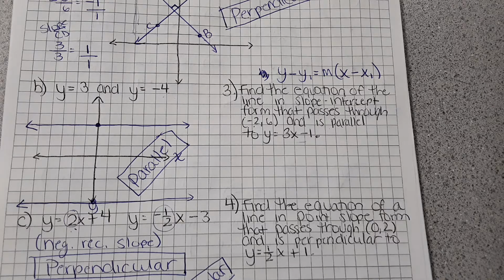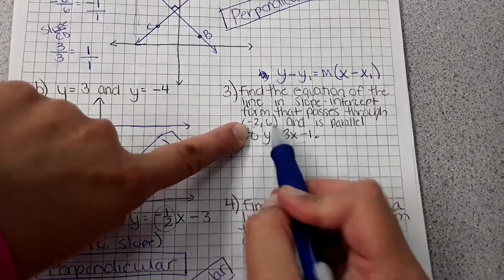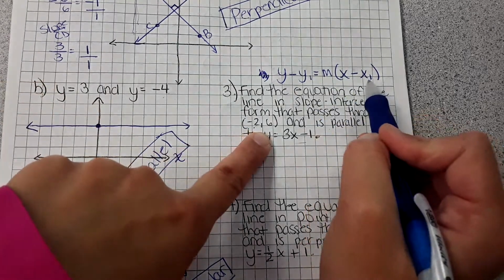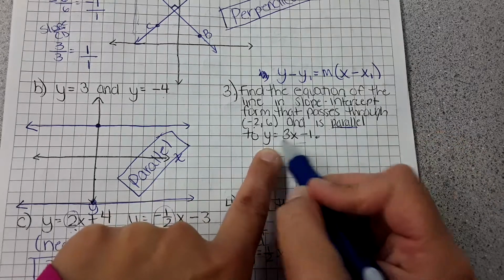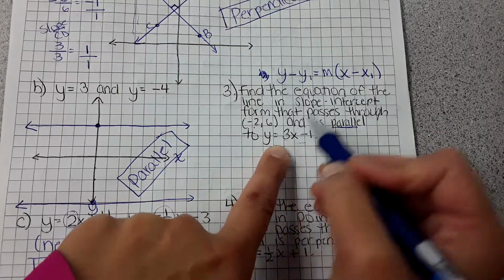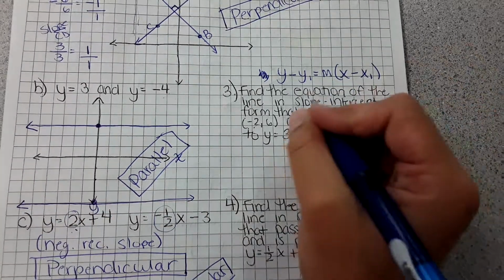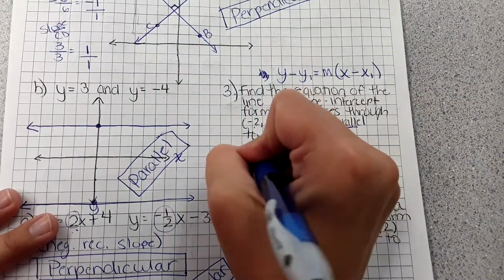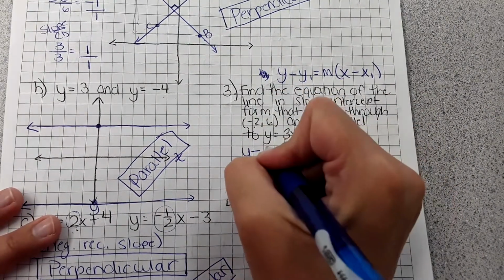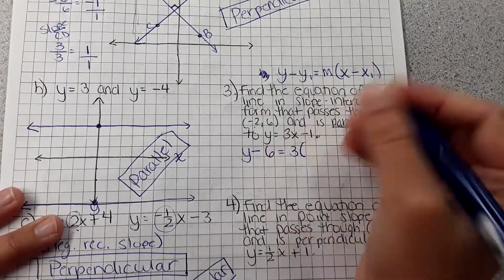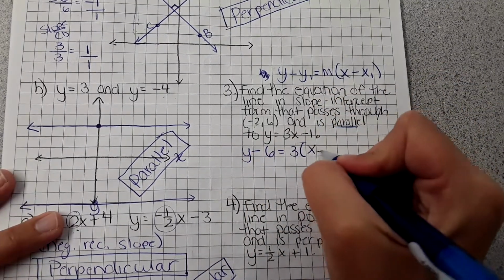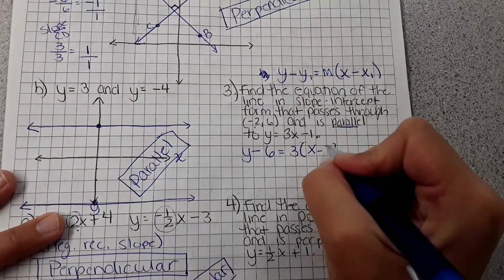How do you use this formula? Well, these points x and y, we're going to plug into x1 and y1. And then if it's parallel to this equation, then the slope has to be 3, and we're going to plug that in for m. So that's how I'm going to do this. Y minus the y coordinate is 6. Slope is 3. x minus the x-coordinate, negative 2.